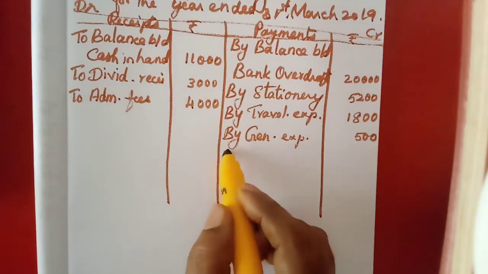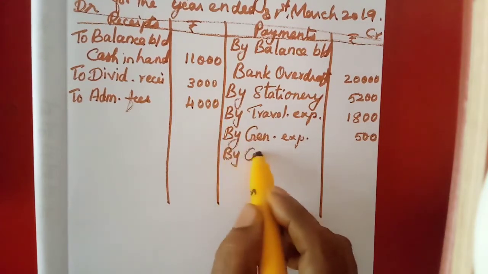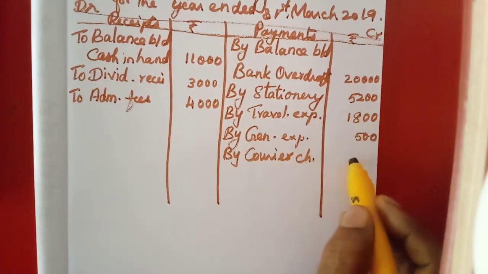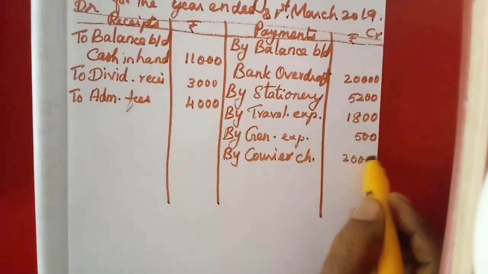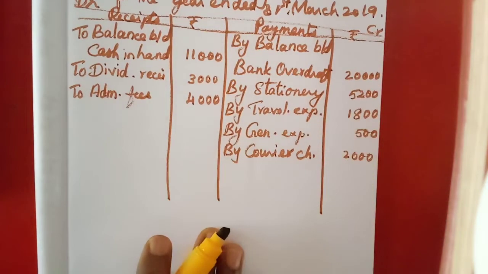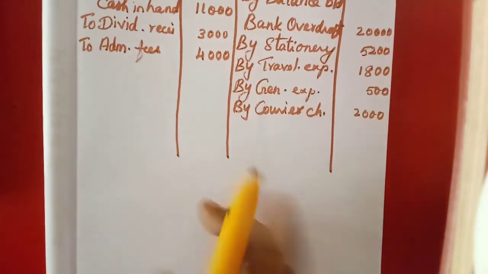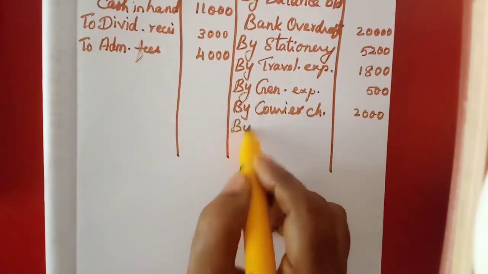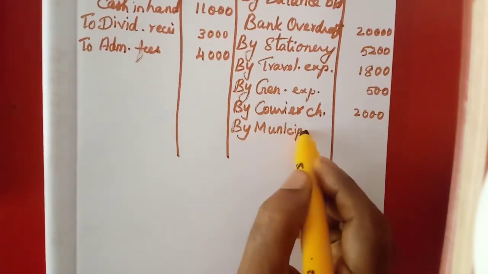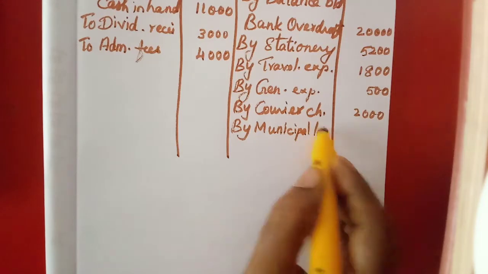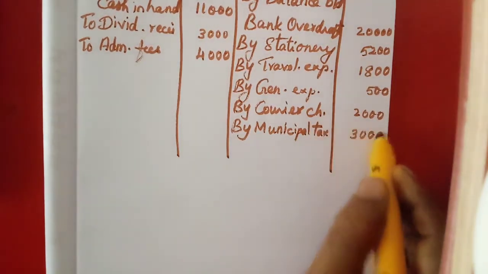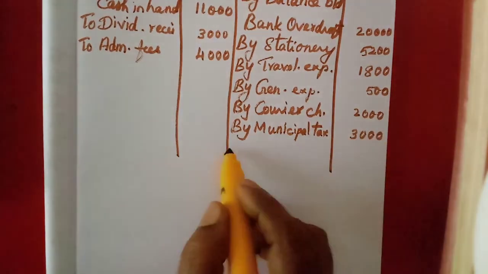Courier charges, that is an expense, 2,000. This 2 is below this 1. This 5 you see here below this 8. Municipal taxes paid, municipal tax, 3,000. Interest and bank charges.